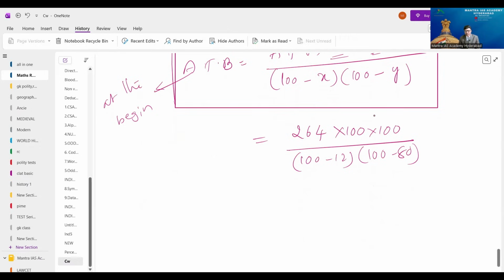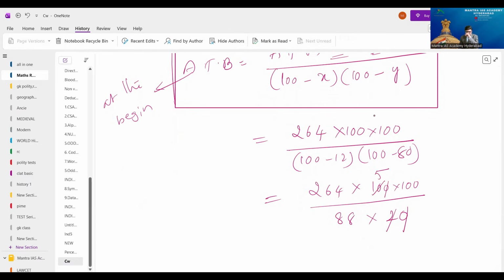Now do the simplification, beta. Its value is 264. The numerator part depends upon the number of operations; the hundreds depend upon operations. We have 2 operations, so take 200. That's it: 264 into 100 into 100 by this, 88 into 20. First step, 0 is cancelled here, and one more step, 2 5s are.